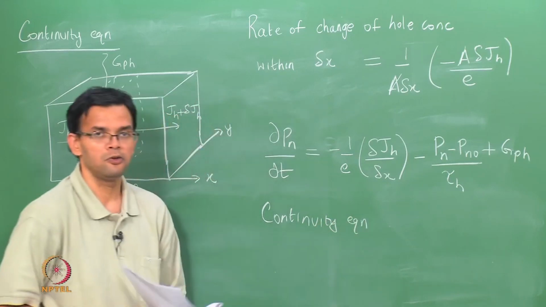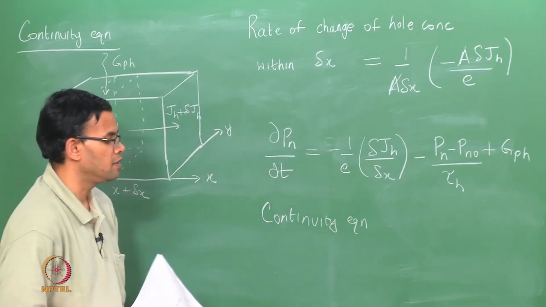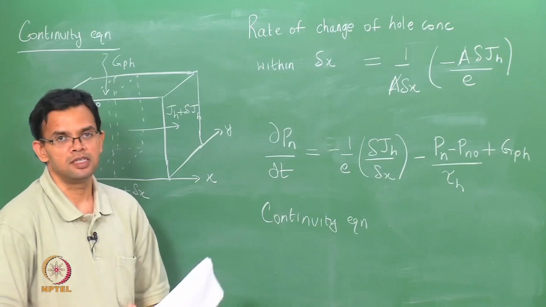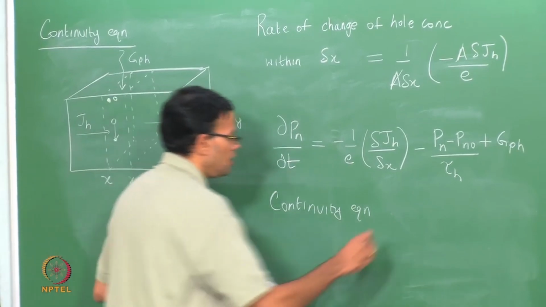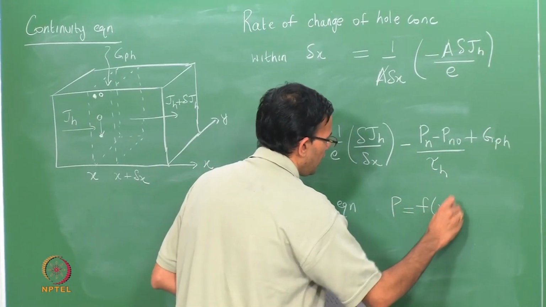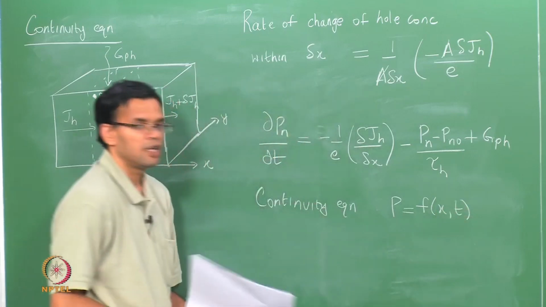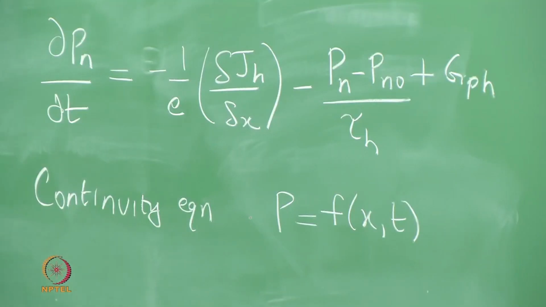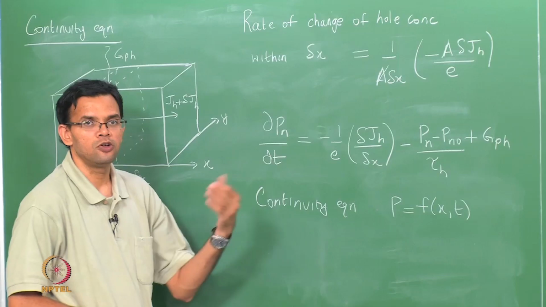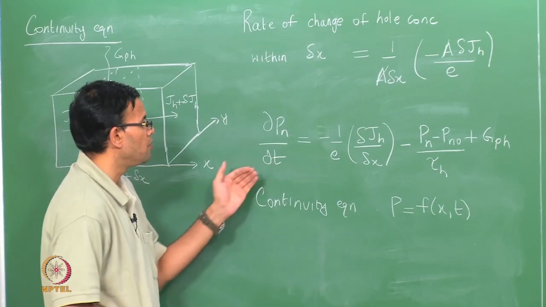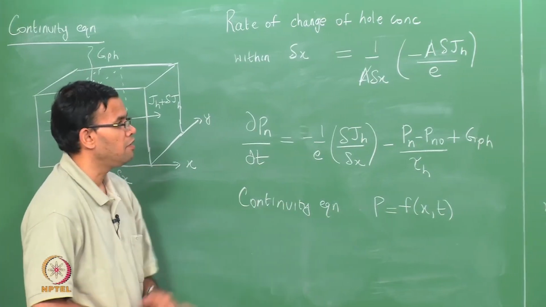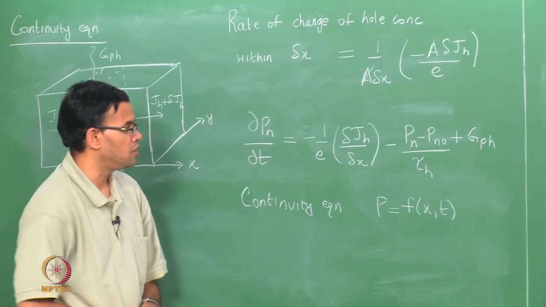So, it is similar to a diffusion equation that you will write in the case of diffusion of elements within say a metal or an alloy. In this particular case, P is a function of both x and time, so that the concentration of holes changes with time because you have generation and recombination, and it also changes with distance because you have some flux within the material. So, the continuity equation is a generalized equation.